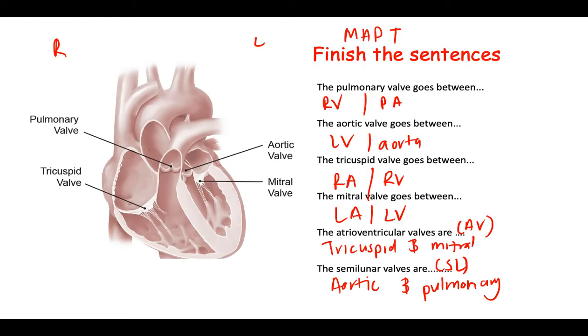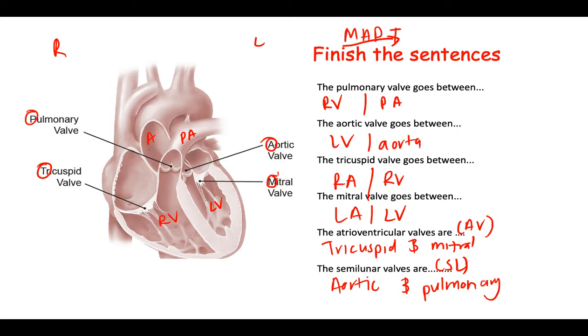So we've got 4 valves in the heart. We've got mitral, aortic, pulmonary, and tricuspid. So in order from left to right, we can use a little acronym MAPT: mitral, aortic, pulmonary, tricuspid. The pulmonary goes between the right ventricle and the pulmonary artery. The aortic goes between the left ventricle and the aorta.